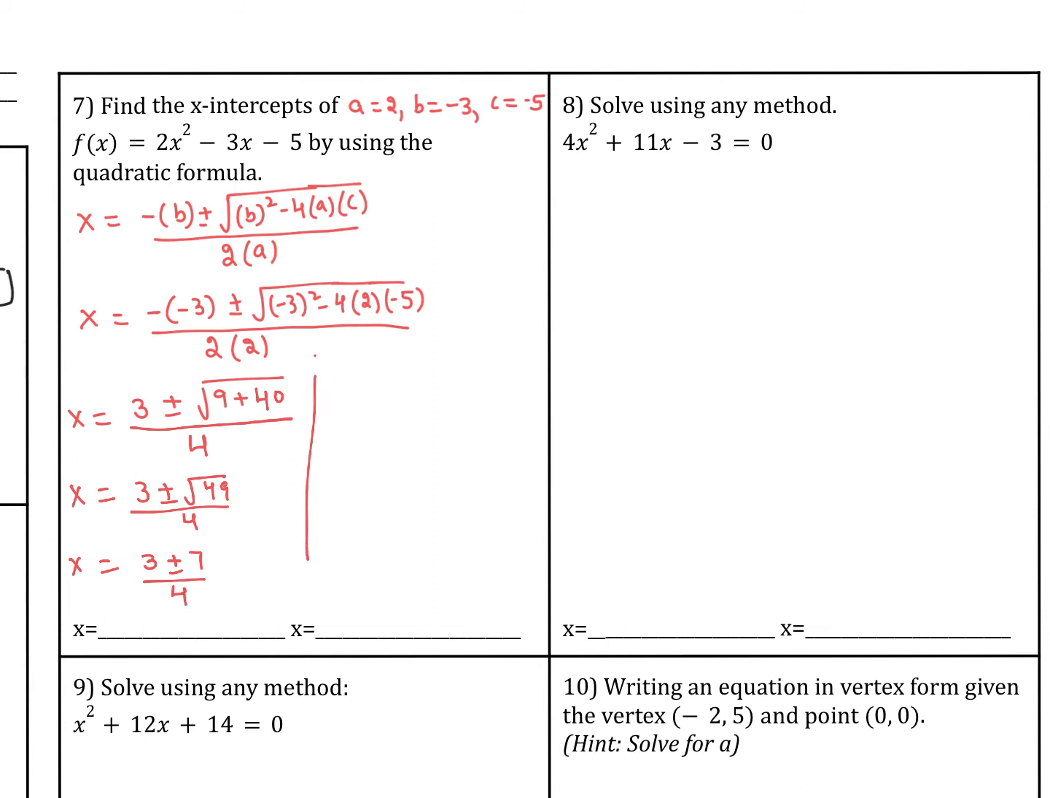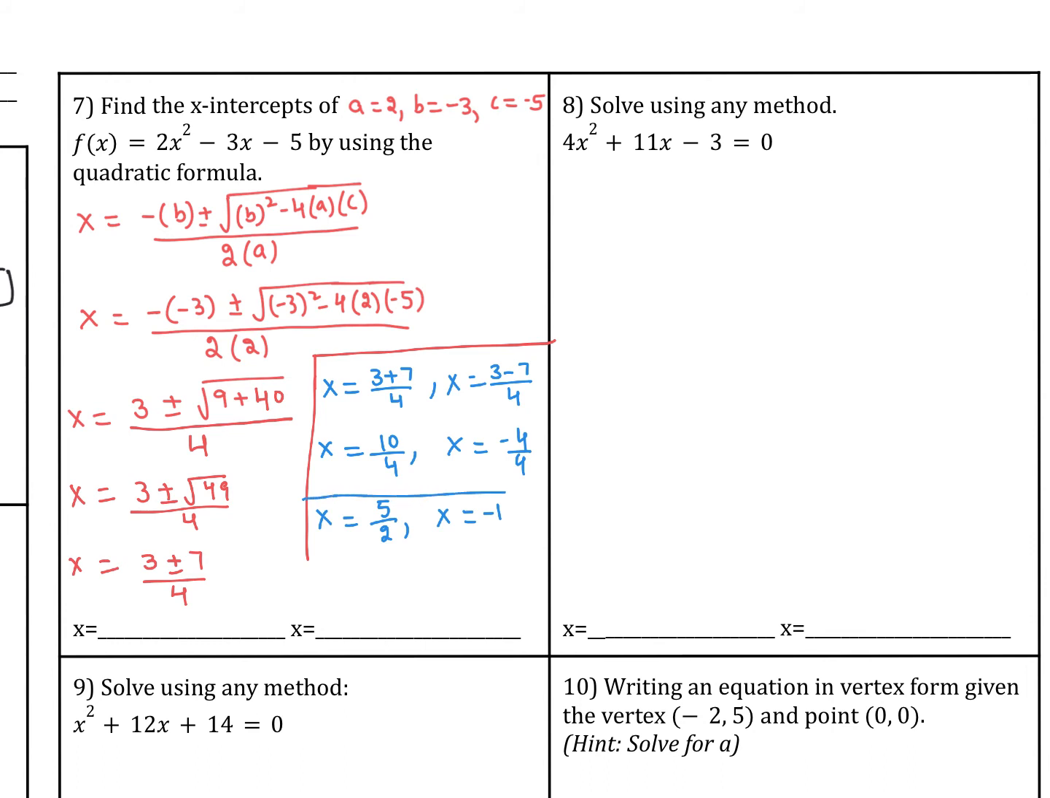So you're going to have two equations from here. One equation is with the plus sign, x equals 3 plus 7 over 4, and the other is x equals 3 minus 7 over 4. So it's 10 over 4, and x equals negative 4 over 4. So you get here 2 x-intercepts: x equals 5 over 2 and x equals negative 1. So your answers are 5 over 2 and negative 1.